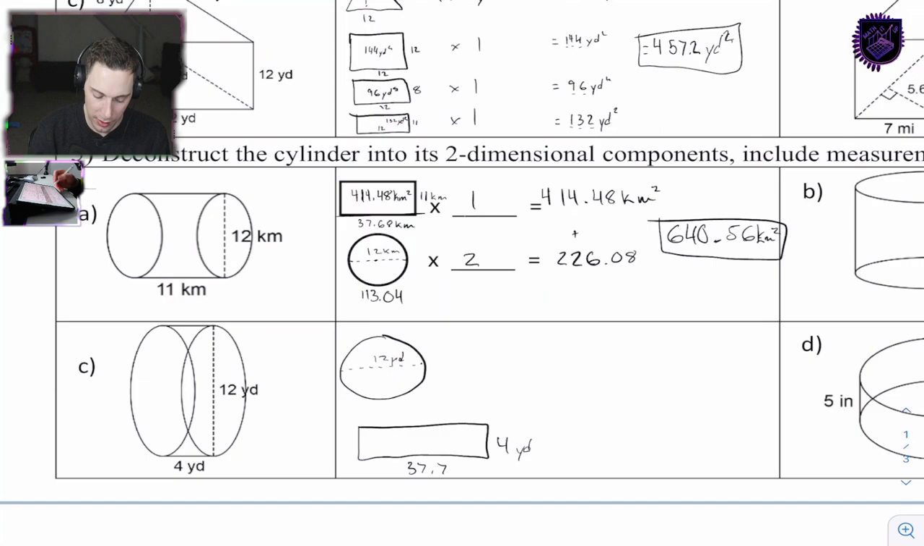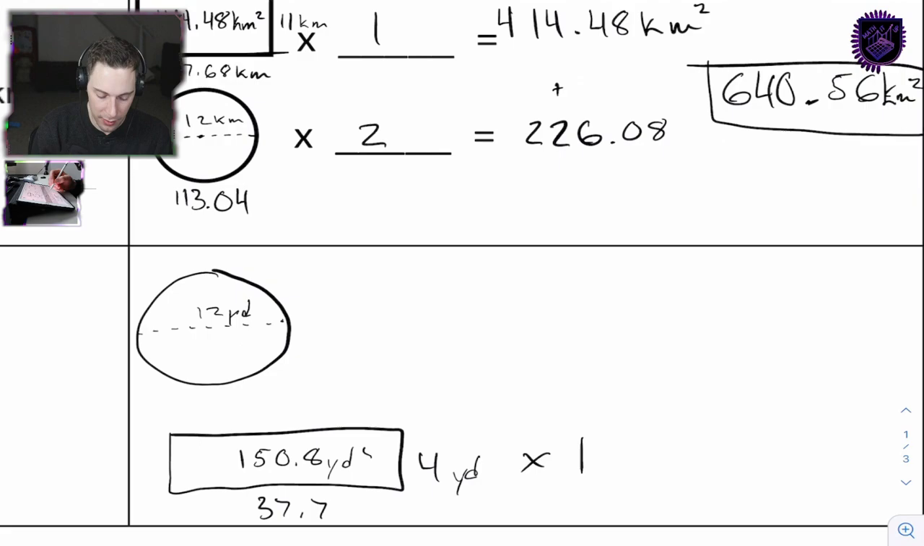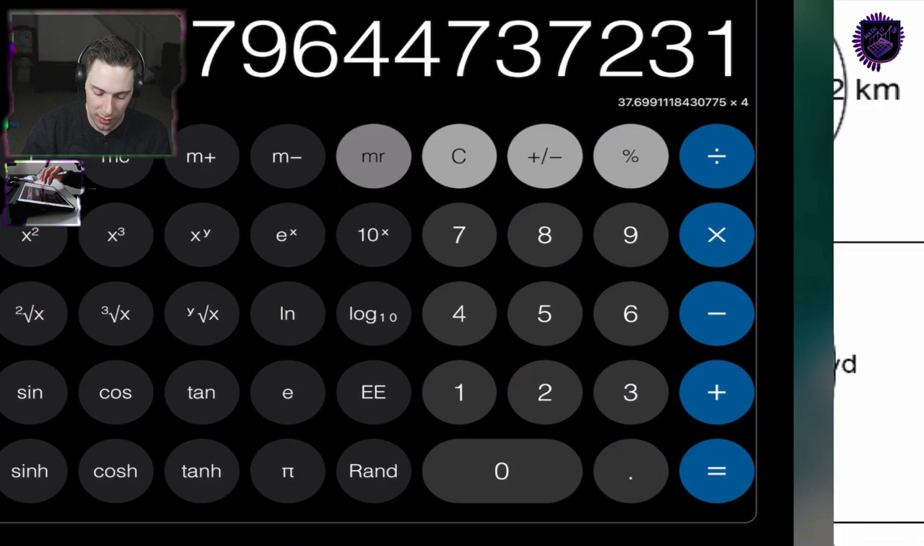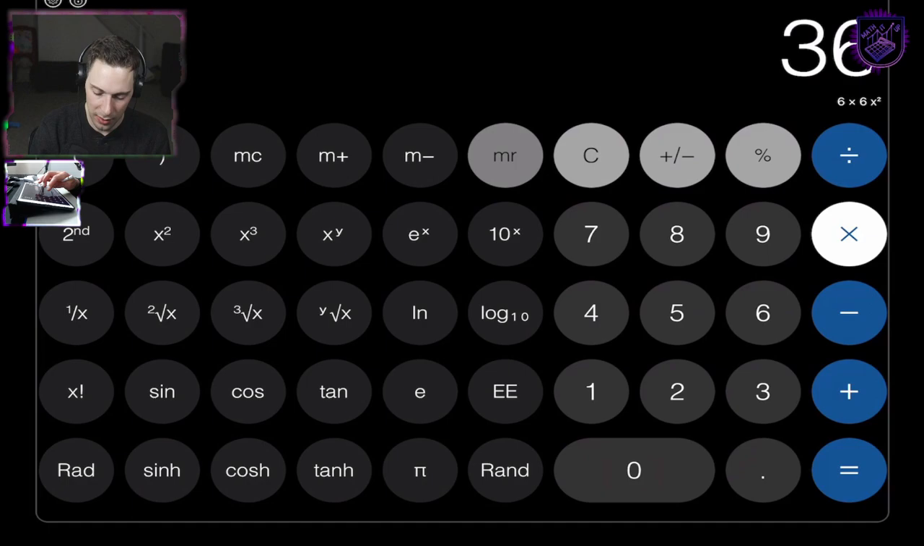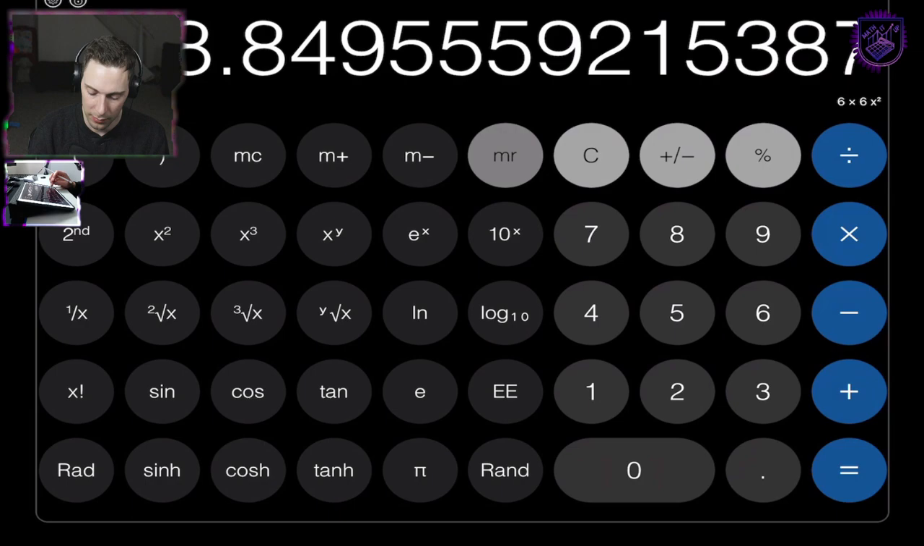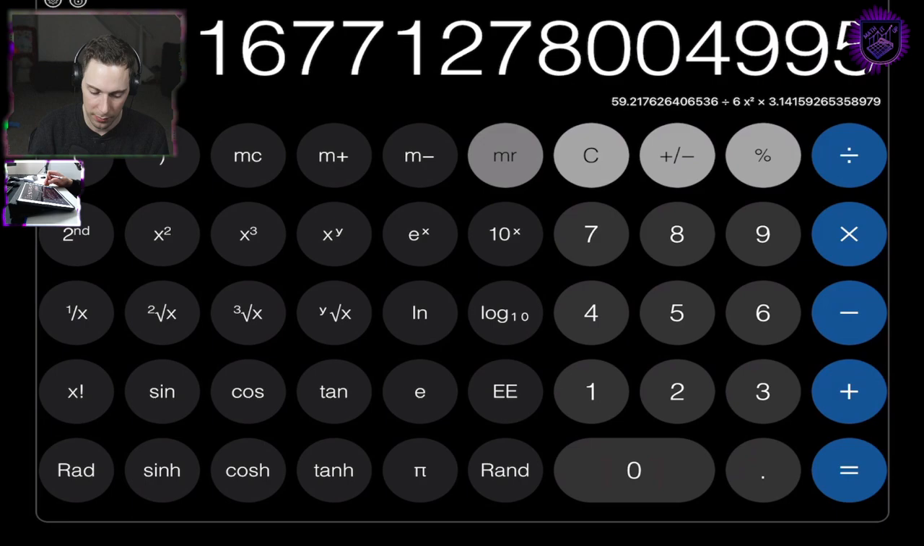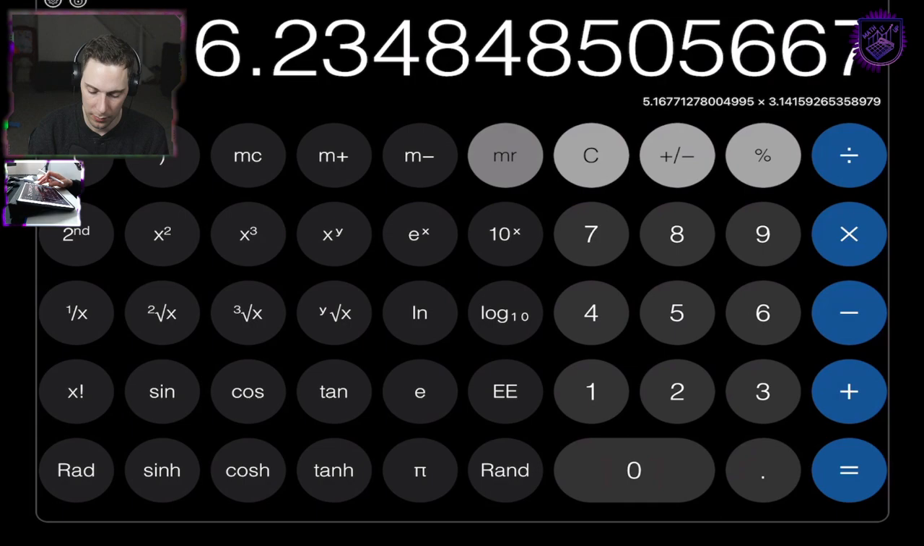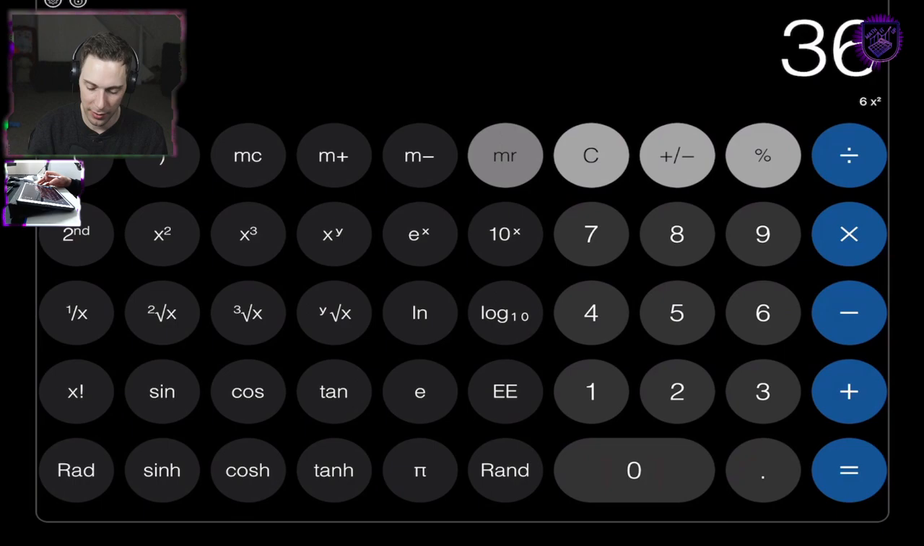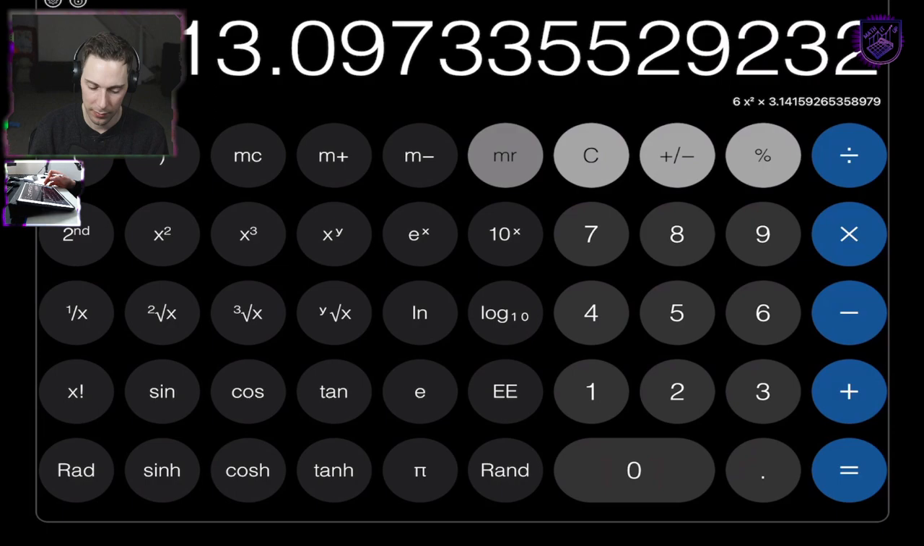150.79, 150.8 yards squared. And there's one of those shapes, and there'll be two of those. So this is going to be 6 times pi r squared, 6 times itself, and then times pi. 6 squared is 36 multiplied by pi equals 113.1.